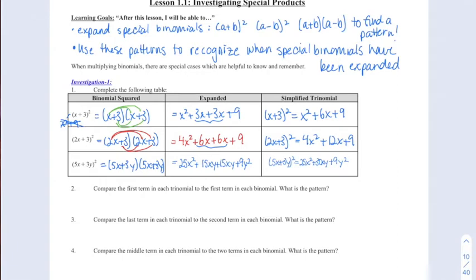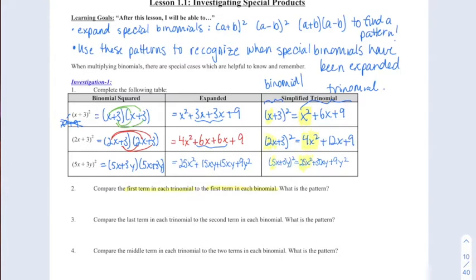So let's have a look at the pattern that we're seeing here. Question number 2 says, compare the first term in each trinomial to the first term in each binomial. Trinomial means 3 terms, right? Okay, so here's the binomial, and then this is the resulting trinomial. So what do I notice? What is the pattern here?